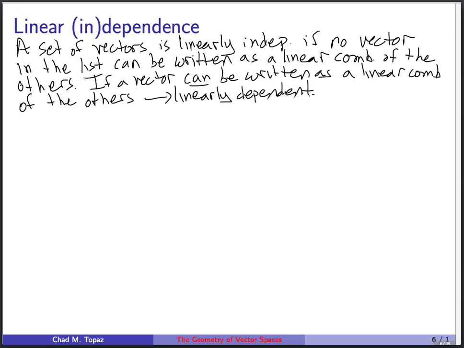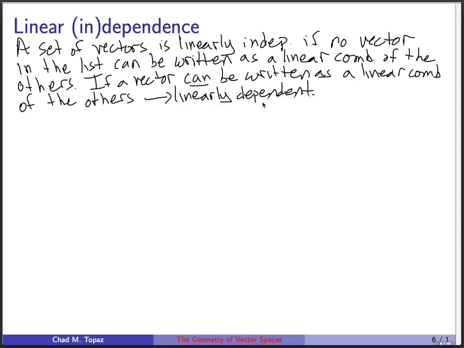Now let's introduce the concept of linear dependence and linear independence. The definition is that a set of vectors is linearly independent if no vector in the list can be written as a linear combination of the others. Or to say it the other way, if a vector can be written as a linear combination of the other vectors in the set, then the vectors are linearly dependent.